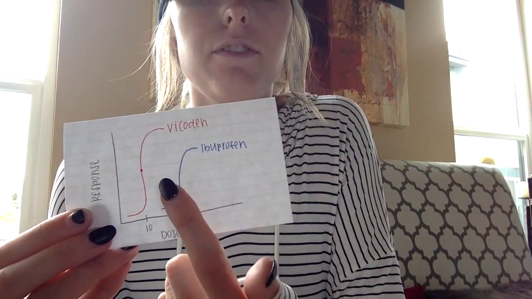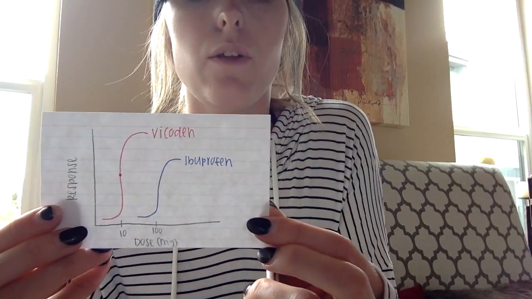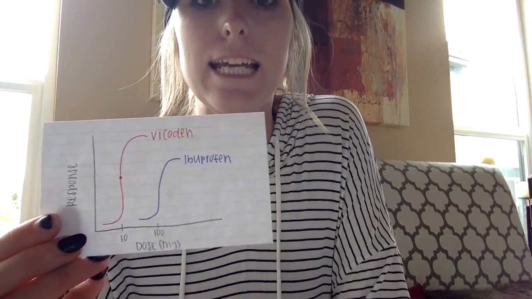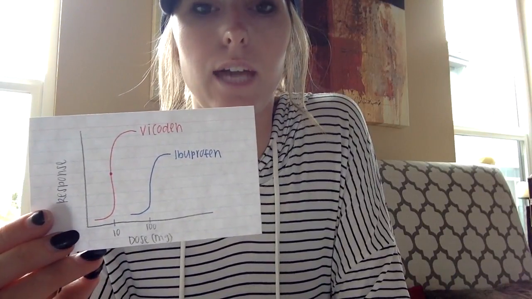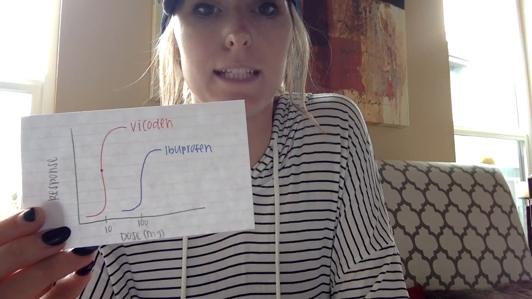So in this case, Vicodin's ED50 is way less than ibuprofen's ED50. That means a smaller dose of Vicodin has to be taken to get the same effect as ibuprofen, if that makes sense. So yeah, Vicodin is therefore more effective or efficacious, I think they're synonyms, and more potent than ibuprofen.